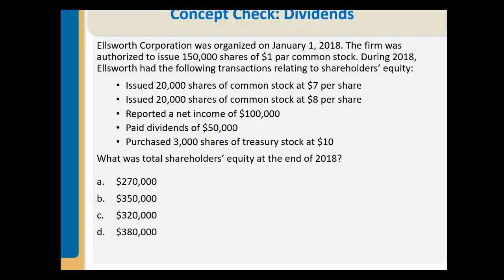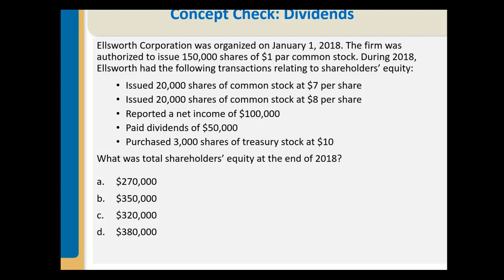Let's look at a concept question here. So as you see, Ellsworth Corporation was organized on January 1st of 2018. The firm was authorized to issue 150,000 shares of $1 par common stock. During 2018, Ellsworth had the following transactions relating to shareholders' equity.